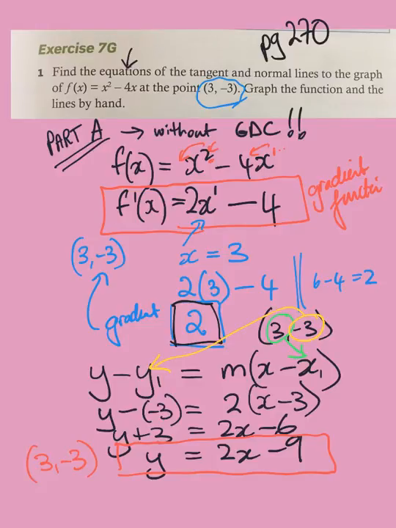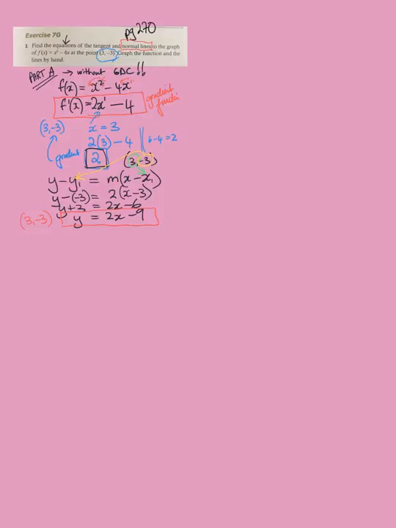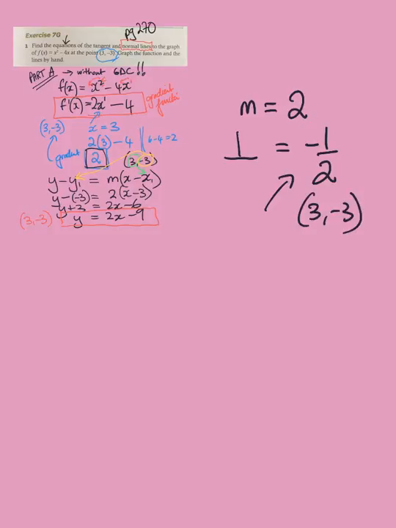But now we need to find the equation of the normal line. So it's important to remember that that is going to be perpendicular to the tangent line. So what do you know about gradients of perpendicular lines? If the gradient of the tangent line is equal to 2, then the gradient of the normal line, which is perpendicular, is going to be the negative inverse. So now we have a gradient of negative 1/2, but it still goes through the same point. So we can still use that same equation.